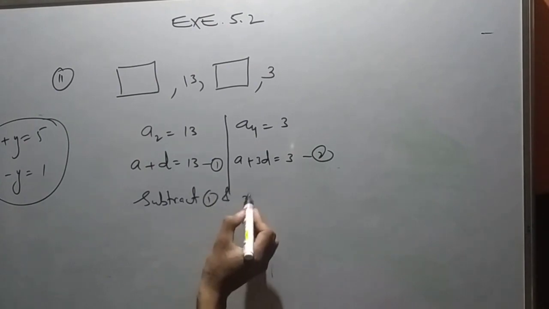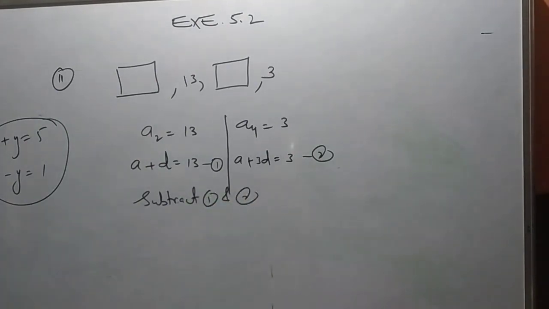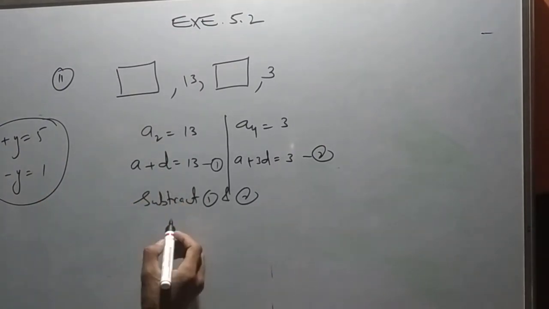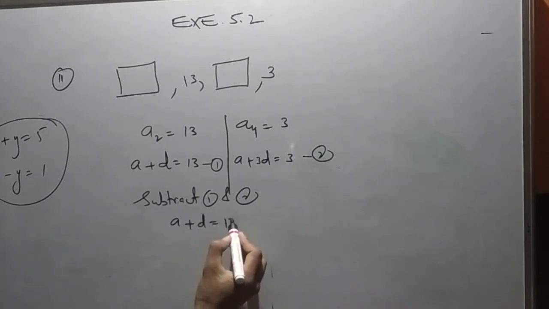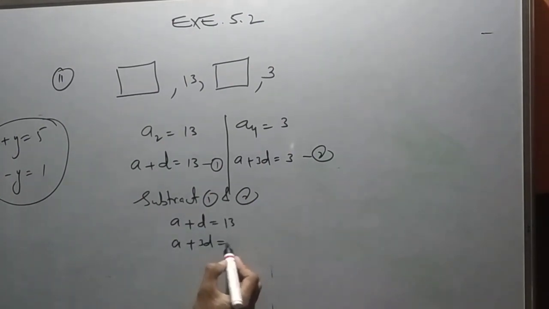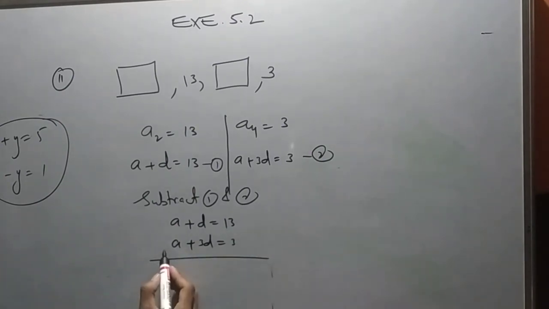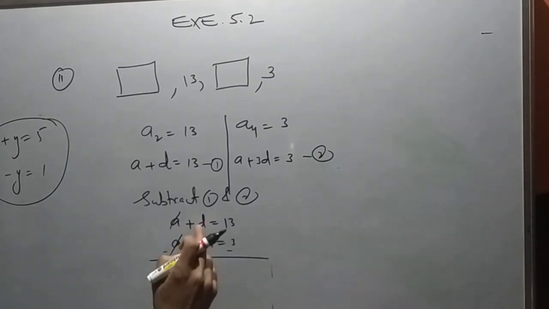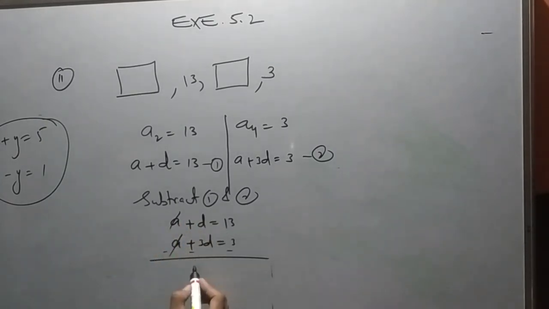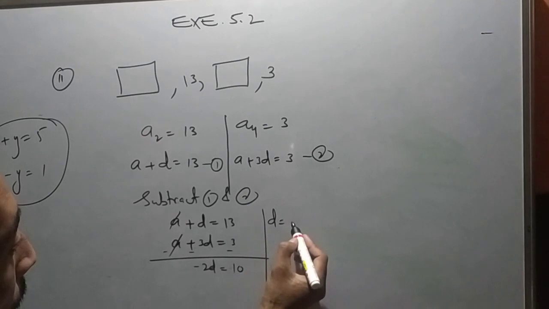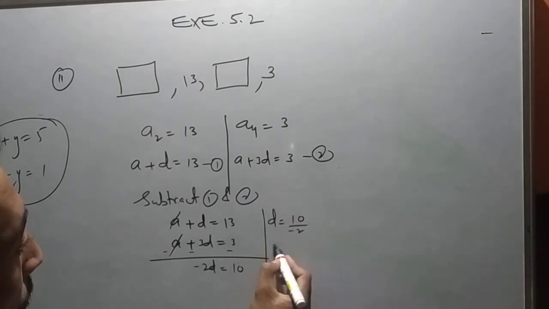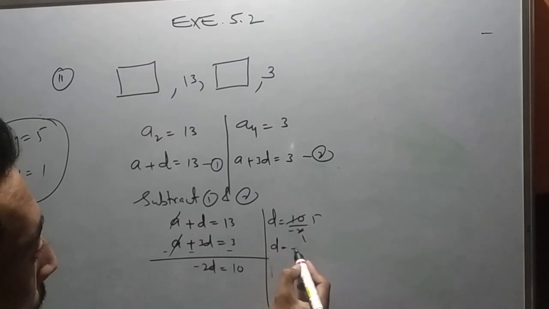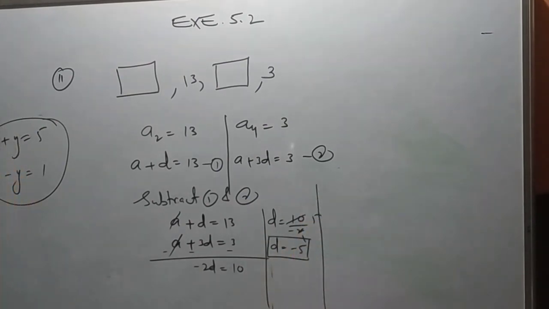Subtract the first and second equation. The first equation is a plus d equals 13, the second is a plus 3d equals 3. Subtracting, a minus a cancels, and d minus 3d is minus 2d, and 13 minus 3 is 10. So minus 2d equals 10, and d becomes 10 divided by minus 2, which is minus 5. So d is minus 5.